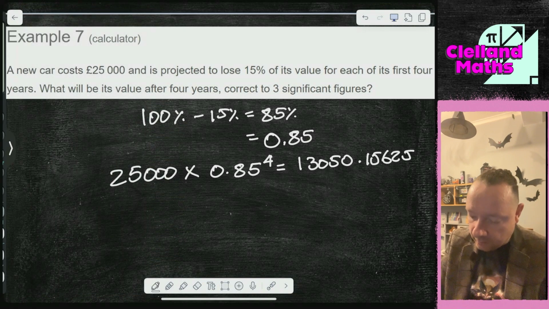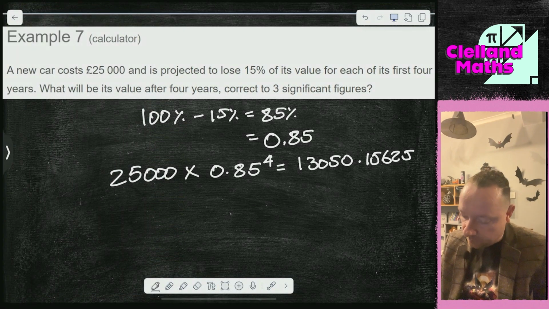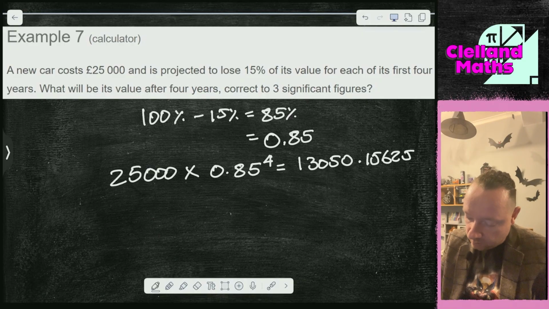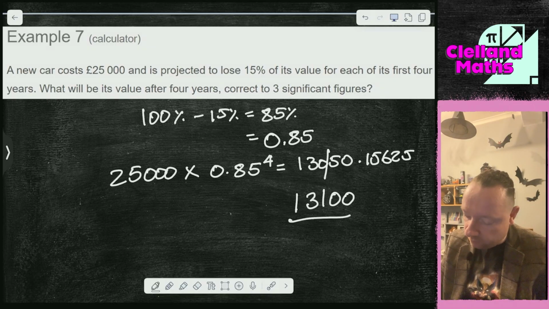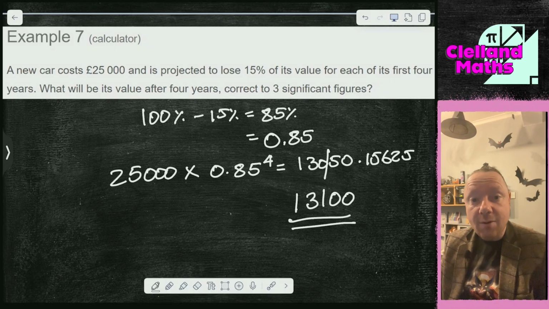Now, it says correct to 3 significant figures for this last bit, so we need to do some rounding. We round to the third place, which is here. So that becomes 1, 3, 0, 5 next to that cut means I round up to 1, and then I fill in zeros for the rest, but only up to the point. I don't need 0.000. So it's 13,100, and we're done there.